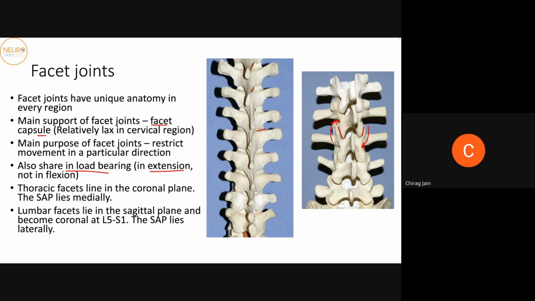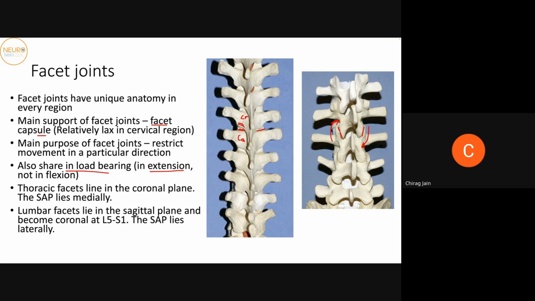The thoracic facets that we have discussed lie in a coronal plane, right? This is the superior articular process, and this is the inferior articular process. Sorry, this is the superior articular process of the caudal vertebra, and this is the inferior articular process of the cranial vertebra, and that is forming one facet joint. Okay, the superior articular process in the thoracic spine is going to lie medially. It's going to be lying on the inside of the joint.